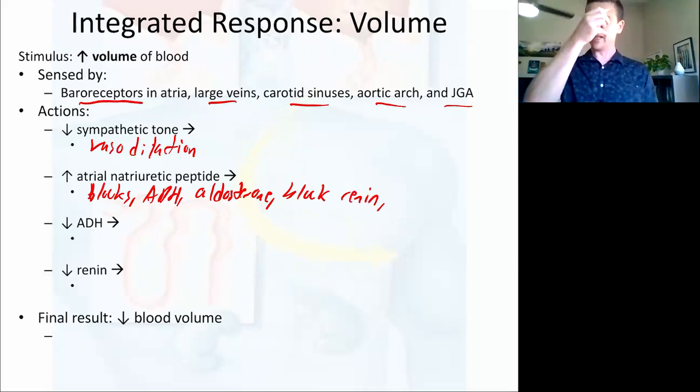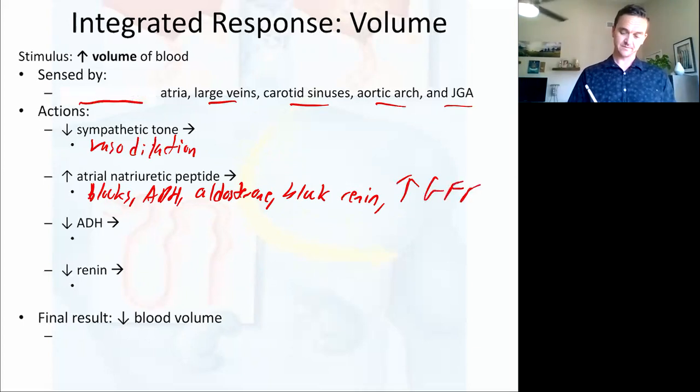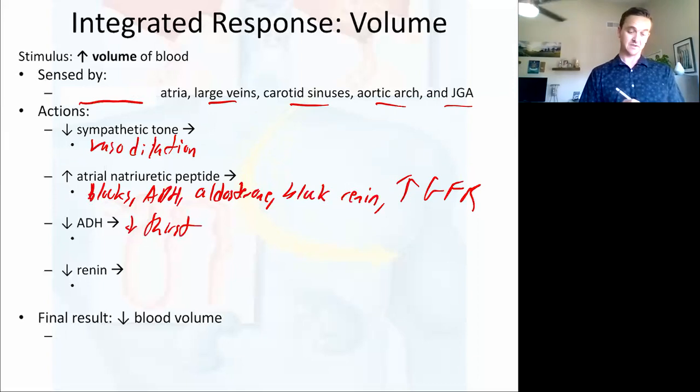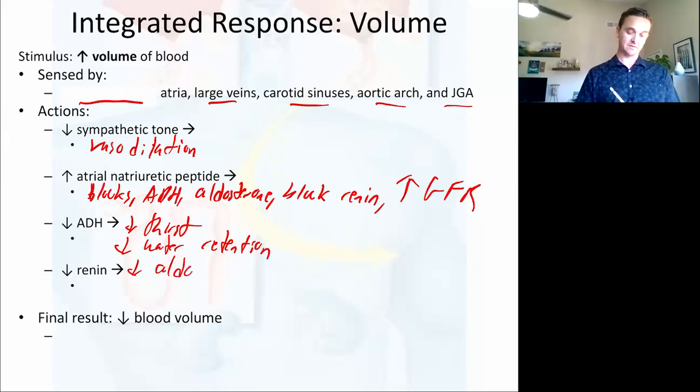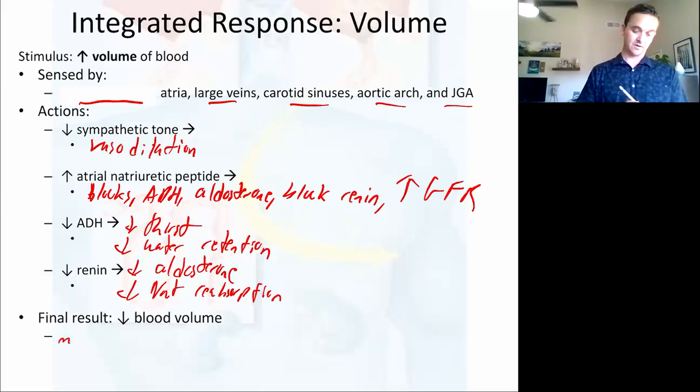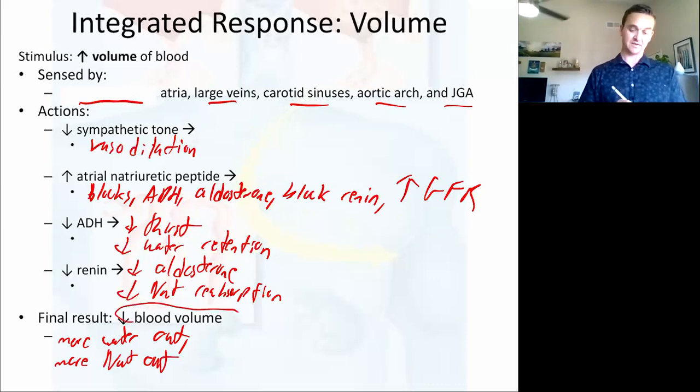Okay, and then it also increases our GFR, so that's causing more filtration to happen here. Okay, so then because of that decrease in ADH, we decrease our thirst, and we decrease water retention. Okay, and then because of that decrease in renin, we decrease aldosterone, and we decrease sodium reabsorption. Okay, so we end up with more water out, also more sodium out, right? And that's going to lead to our decrease in blood volume.